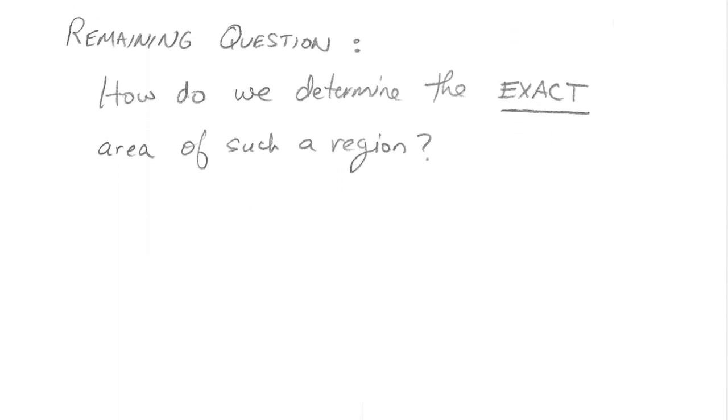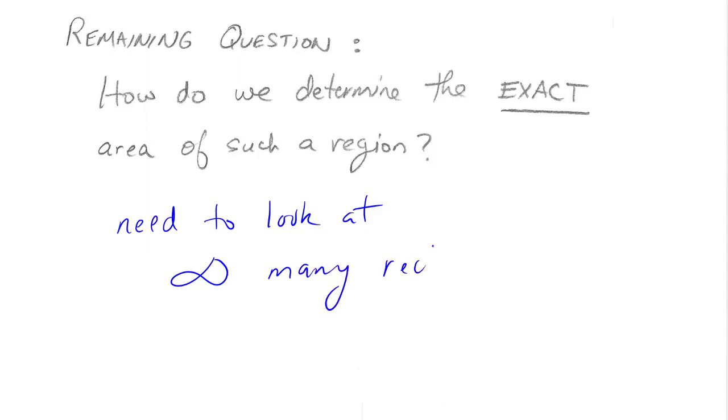So that brings us to a good question. These are all approximations. How do we determine the exact area of such a region? All right, so we broke it up into 2 intervals initially, then 4 intervals, and we looked at the 4 intervals in 3 different ways. Well, here's the thing. We need to look at how many rectangles? Well, infinitely many rectangles.